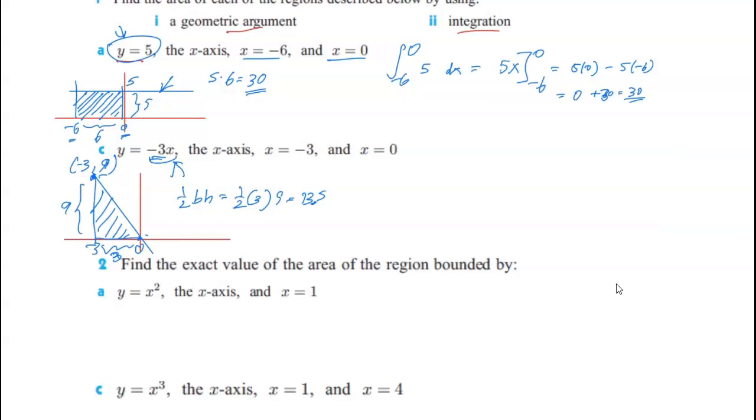Now we're going to use integration to do the same thing. So we're going to integrate between the left boundary and the right boundary. So it would be between -3 on the bottom and 0 on top.